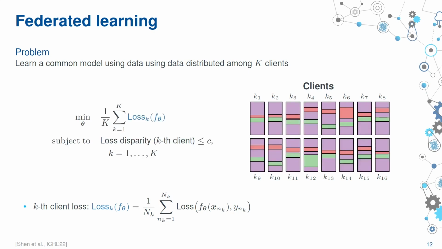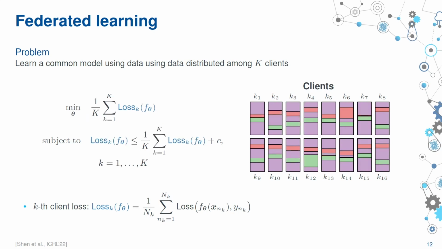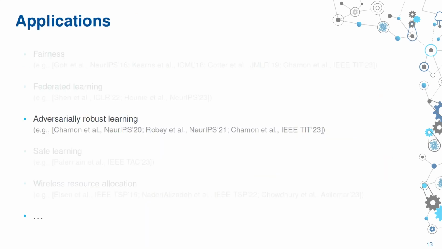And this we can write again as a loss disparity, which is very similar to the first constraint that we had written, where essentially the loss of each node has to be not much larger than the average loss that I achieve across everybody, okay? So this is again a measure of how disparate the accuracy or the performance is across nodes. It's a similar problem there.